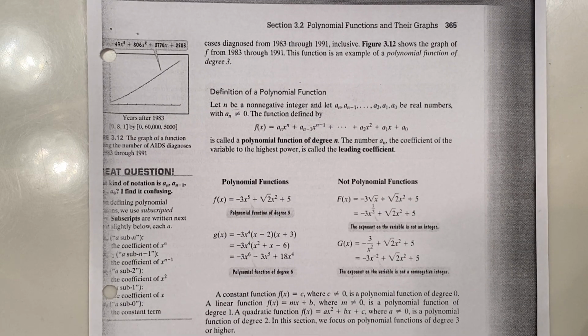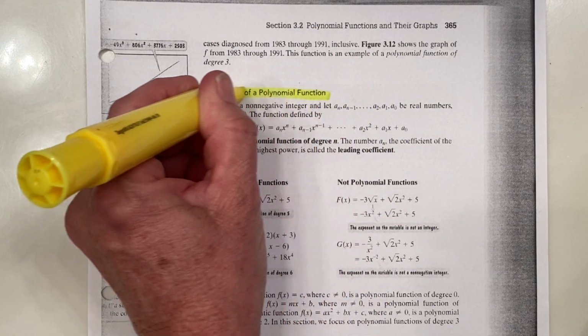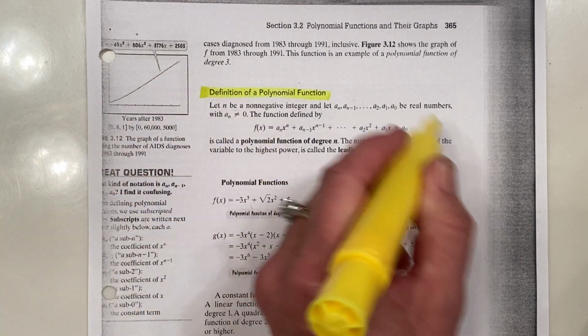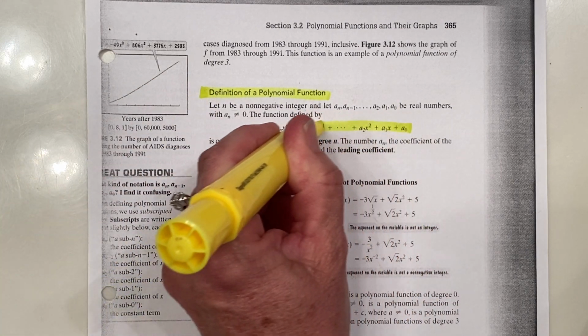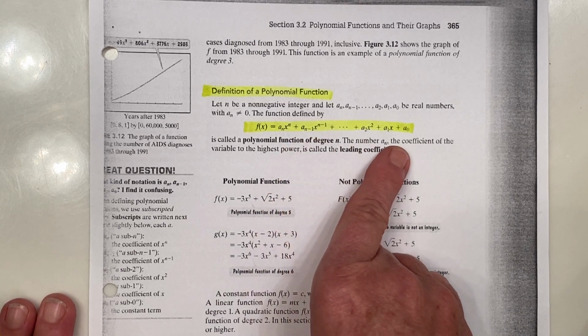So we've worked a little bit with polynomials. We've looked at quadratic functions, which are polynomials. All right, and then on this page right here in our textbook on page 365, here's a definition of a polynomial function. So we have a definition. We want to look at this equation right here. It's a little bit scary just because of all the letters, etc.